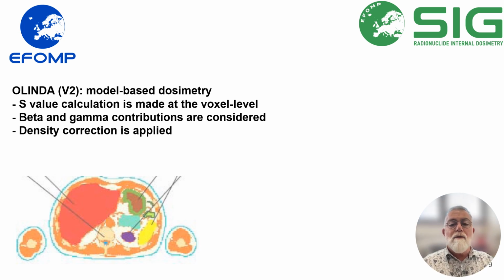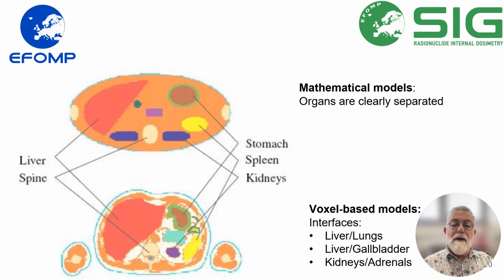So the S value calculation is made at the voxel level. Beta and gamma contributions are considered. There is density correction, so it's quite a good calculation in a reference model that is realistic. Okay, but then if we compare with mathematical models, in mathematical models, you can see that the organs are clearly separated. By the way, for the record, mathematical models were the first that were observed in the literature, and they were the first used for S-value calculation and reference dosimetry.